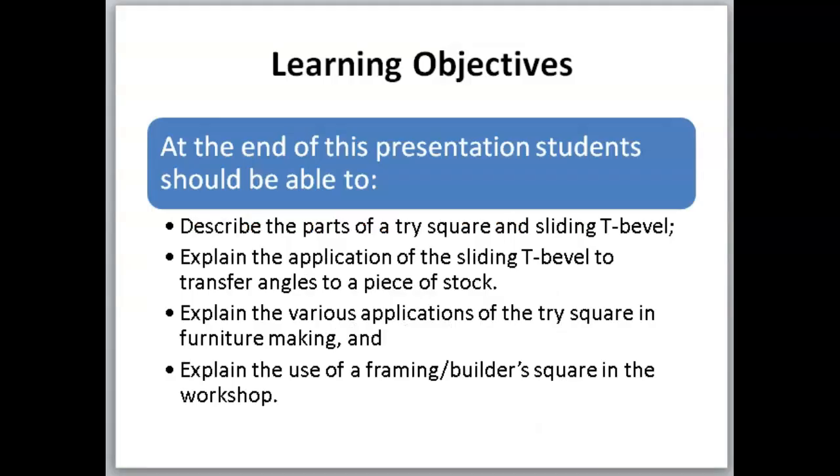Learning objectives. At the end of this presentation, students should be able to describe the parts of a tri-square and sliding T-bevel, explain the application of the sliding T-bevel to transfer angles to a piece of stock, explain the various applications of the tri-square in furniture making, and explain the use of a framing or builder square in the workshop and beyond.